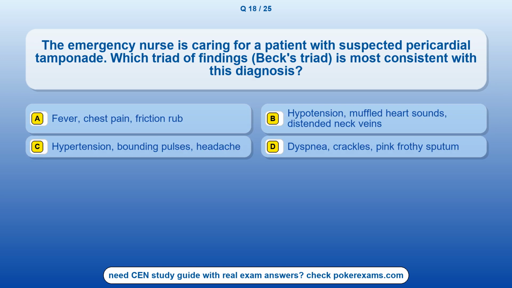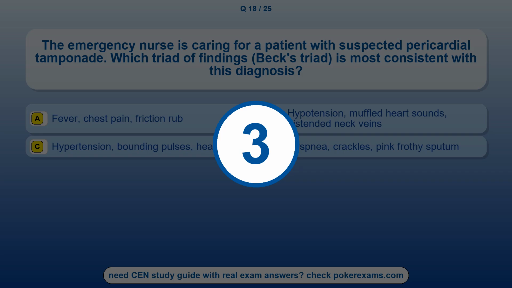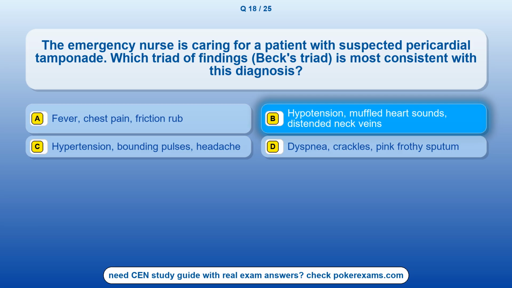Question 18. The emergency nurse is caring for a patient with suspected pericardial tamponade. Which triad of findings, Beck's triad, is most consistent with this diagnosis? Option A, fever, chest pain, friction rub. Option B, hypotension, muffled heart sounds, distended neck veins. Option C, hypertension, bounding pulses, headache. Option D, dyspnea, crackles, pink frothy sputum. The correct answer is option B, hypotension, muffled heart sounds, distended neck veins.